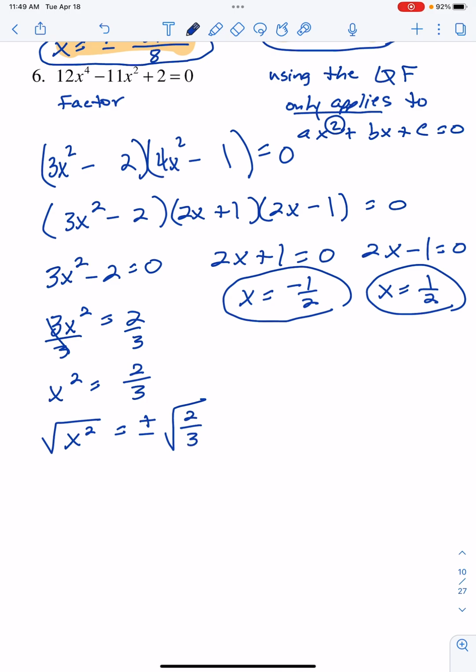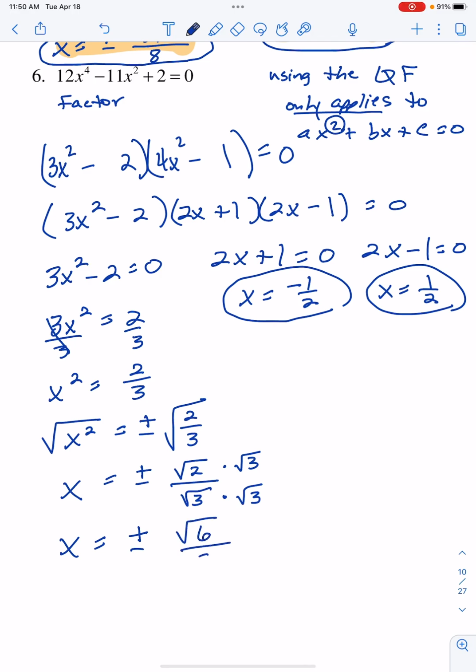The square root of a square becomes x. And then the square root of 2/3 is everything about chapter 7. I have to write the square root for each 2 and 3. And then which of those radicals cannot stay in that fraction? If you're thinking square root of 3, you are correct. How did we learn to clear it out? We multiply by itself. So x is equal to plus or minus square root of 2 times square root of 3 is square root of 6 over 3.